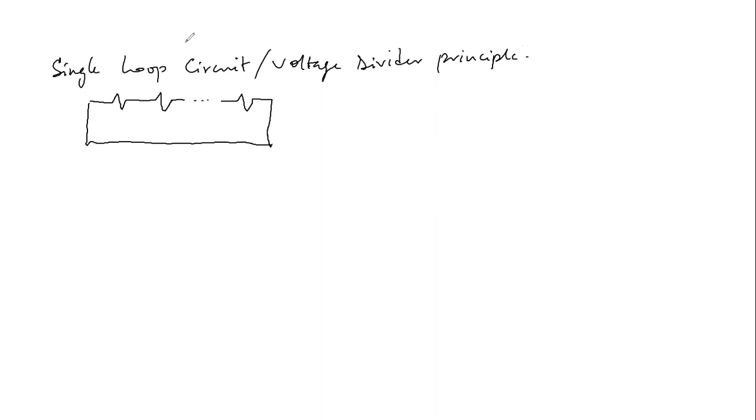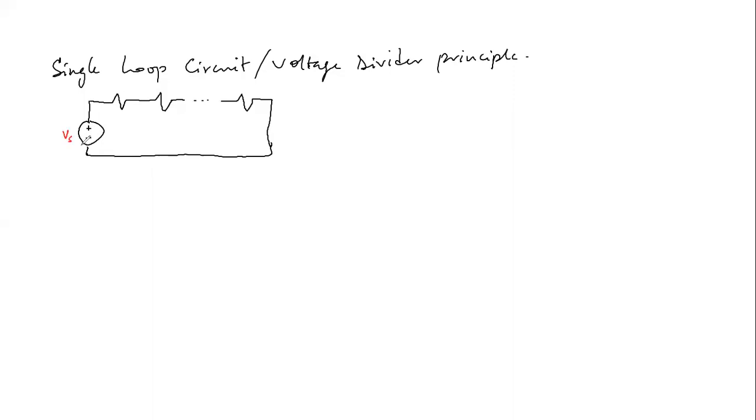I have to write that. So we have the voltage source here. Okay, so let us designate our voltage. This is Vs, the voltage source.